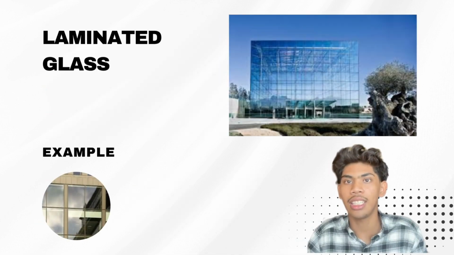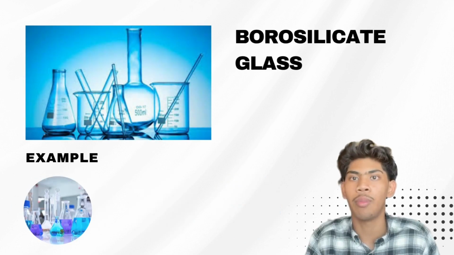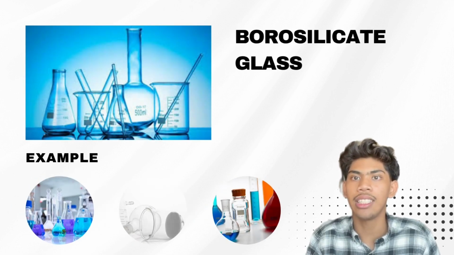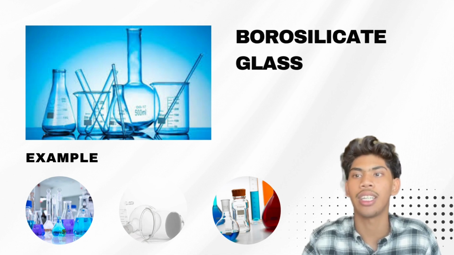Secondly is laminated glass. Laminated glass has a plastic layer inside that holds it together when broken. The application usually for laminated glass is windshields. After that, borosilicate glass, which resists heat and chemicals. The applications usually for borosilicate glass are laboratory equipment and kitchenware.